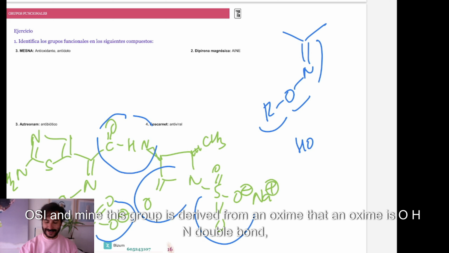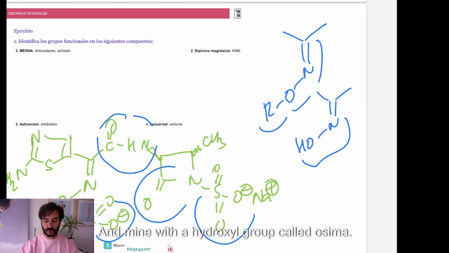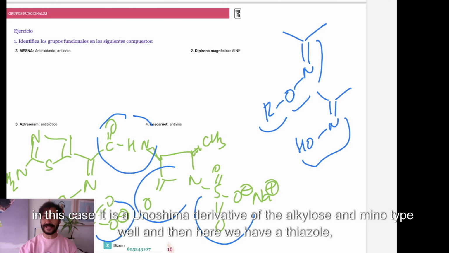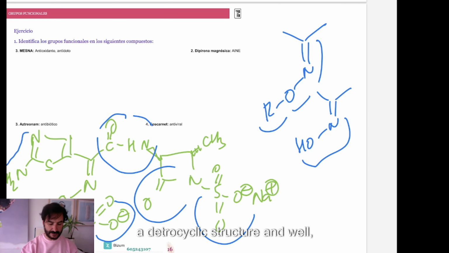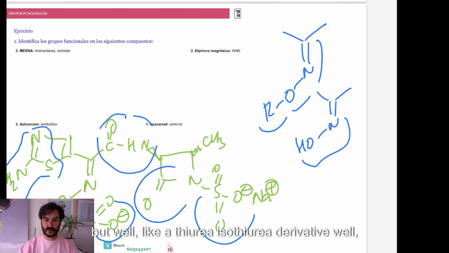This group is derived from an oxime, and an oxime is OH-N double bond. This is an imine with a hydroxyl group called an oxime. Well, in this case it is an oxime derivative of the alkyl oxy imine type. And then here we have a thiazole, a cyclic structure, and well, we could fit this group, with its caveats, as a thiourea, an isothiourea derivative, well, nothing.